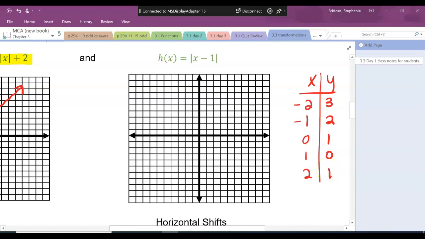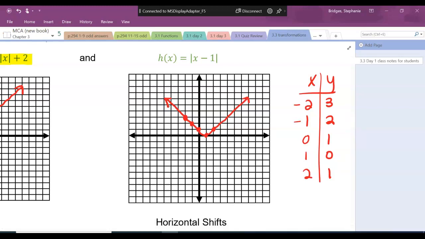So -2, 3. -1, 2. 0, 1. 1, 0. 2, 1. When I draw that, even though I don't have an even number of points on either side, is it still the same shape? So when we graph it, even though we don't have as many, we can still extend our arrows as far so that it still looks like a V, because any absolute value graph is always going to be a V.